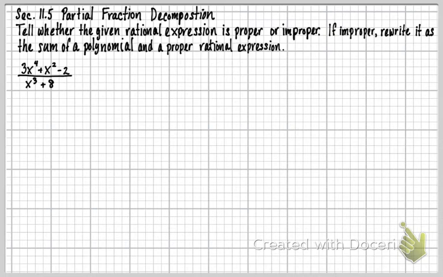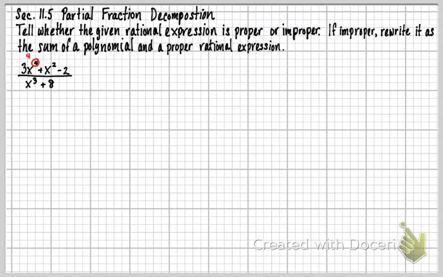So the first thing we're going to do is look at whether this is proper or improper. The way to tell is, when I look at the top polynomial, I'm looking at each term. I have three terms here, and I'm looking at the exponent on the variables. For this first term, I see that the exponent is 4. So that tells me this term has degree 4.